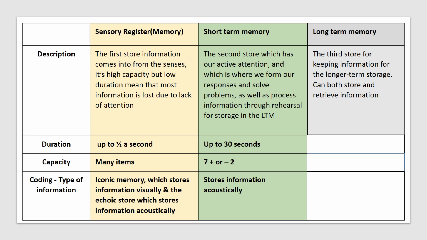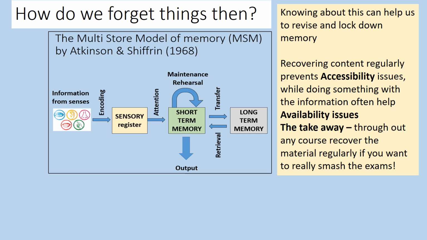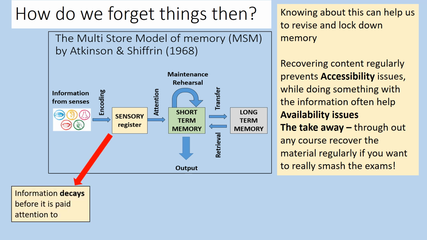The third store is our long-term memory, and it keeps information for a longer time period, a longer duration. It can both store information and have information retrieved from it. It can last up to a lifetime. It's thought to be unlimited, and it stores information, interestingly, semantically, based upon its meaning, which is quite different from before.